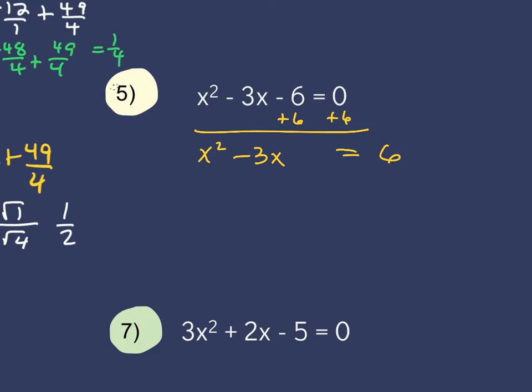All right, let's do number 5. So here, again, I've already moved the constant. I need to take that b term, divide it by 2. So 3 divided by 2, and then I'm going to square it. Again, don't make it 1.5, leave it improper. This gives you 9 over 4.